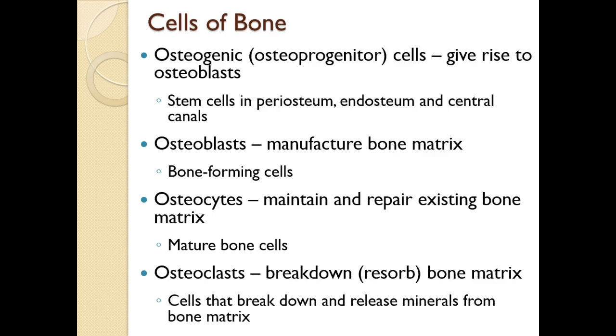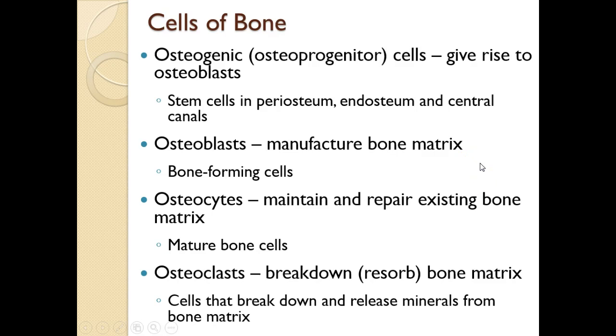All right? So then once the osteoblasts are producing the matrix, they become trapped in that matrix that they make. So once they become trapped, then they are referred to as mature cells or osteocytes. Okay? So the osteocytes, their main job is to maintain and repair the existing bone matrix. Okay? So they're the mature cells.